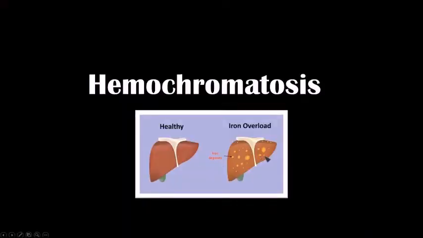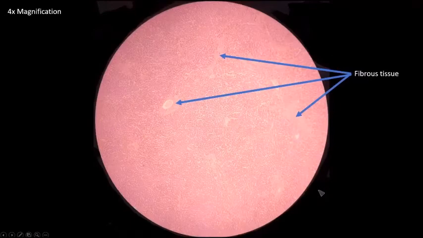In this video, we are going to look at the histopathology of hemochromatosis, starting from the lowest magnification. In 4 times magnification, there is presence of fibrous tissue, which indicates loss of function in the organ. As we can see here, it's colored slightly lighter pink under the 4 times magnification.